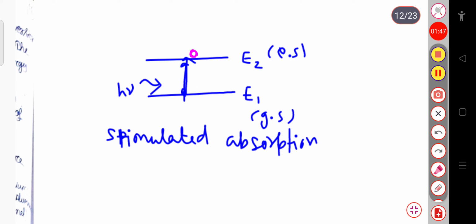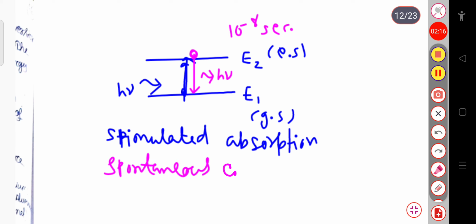Suppose the atom is present at this point. Since the lifetime of the excited state is just about 10 power minus 8 seconds, it cannot stay there for a long time. It will jump to the lower state, that is the ground state, by radiating some amount of energy, that is hν. This method is known as spontaneous emission, because the atom spontaneously jumps from the higher state to the lower state by emitting radiation of energy hν.